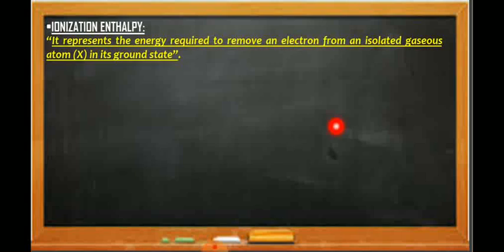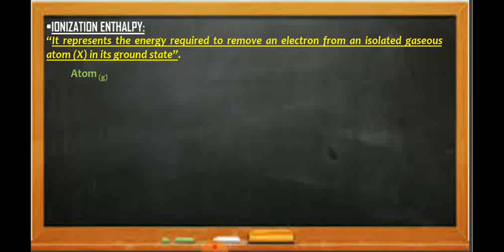Ionization enthalpy is the energy. It's the amount of energy required for what? Required to remove an electron, usually the last electron, outermost electron, valence electron, from an isolated gaseous atom in its ground state. So that amount of energy required to remove an electron is called ionization enthalpy.